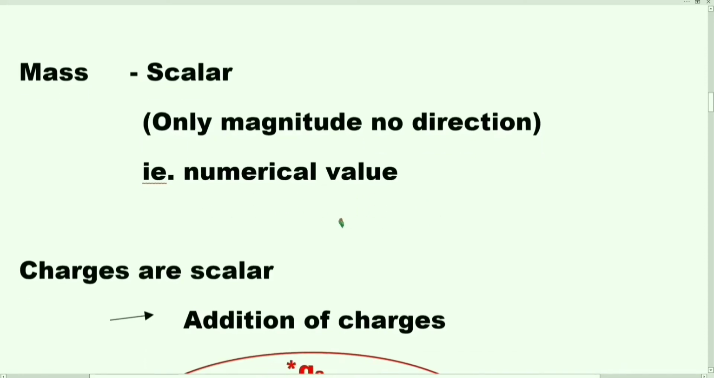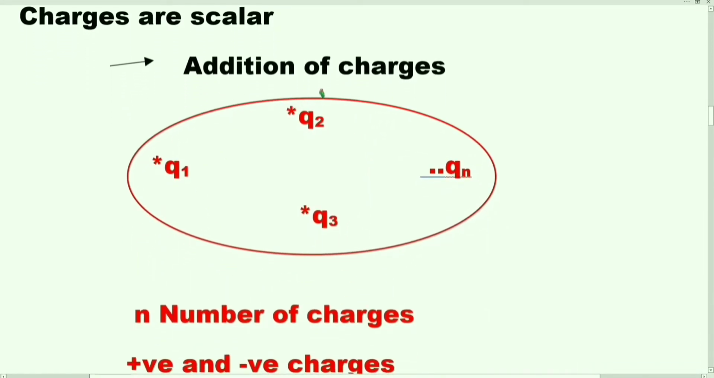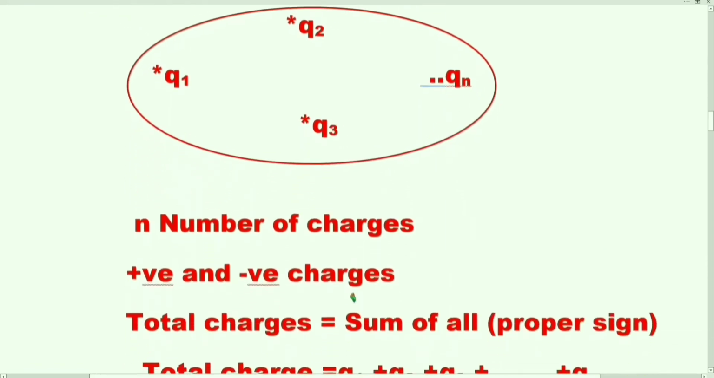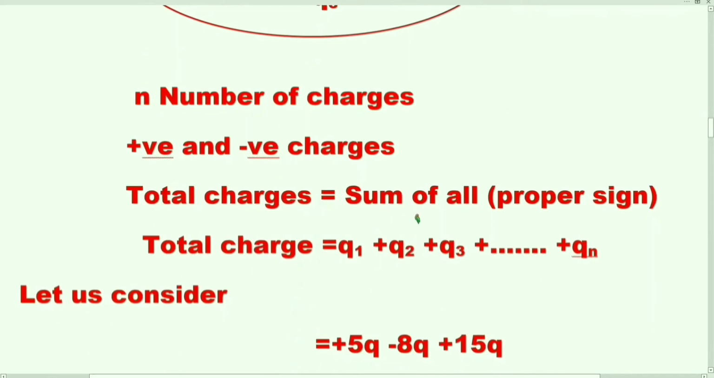So, mass is a scalar quantity and we consider only the numerical values. To show that charge is a scalar quantity, we go for addition of charges. Consider an object with n number of charges. Charges will be both positive and negative and distributed on different parts of the object. The total charge on an object is equal to the algebraic sum of all the charges with proper sign. That is, total charge Q = Q1 + Q2 + Q3 + ... + Qn.